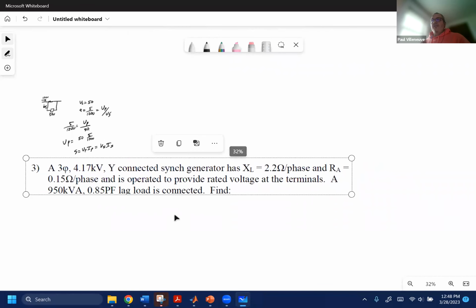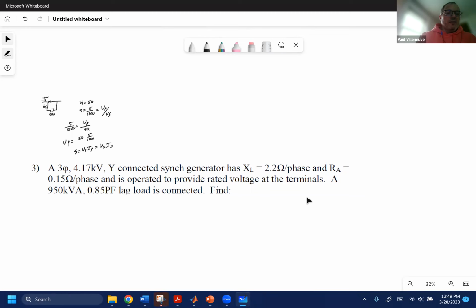Here's number 3. The first thing we're going to do is find the phase current, I phase. If you remember, this is a Y-connected generator, which means S 3 phase is equal to the square root of 3 times V line times I line. In a Y-connected machine, my phase current is exactly the same as the line current. So if I solve for my line current here, I'm also getting my phase current correctly.